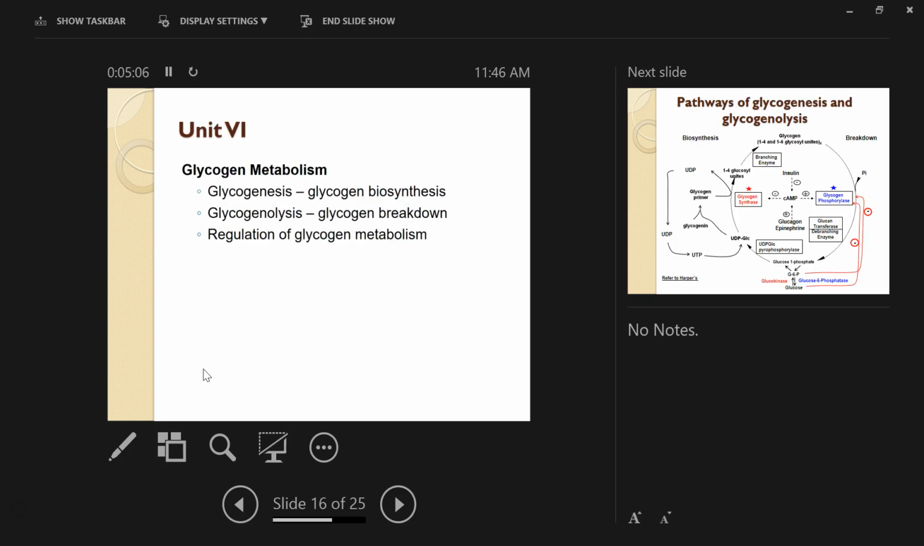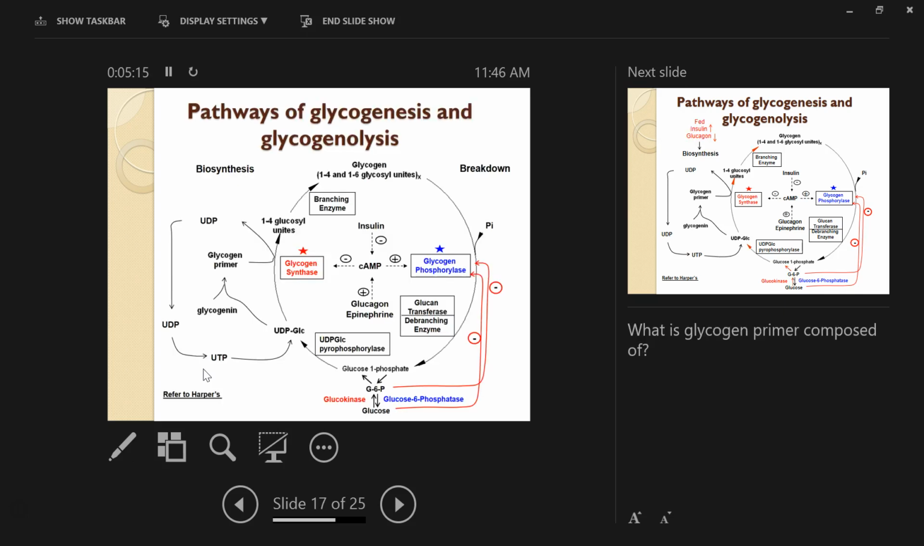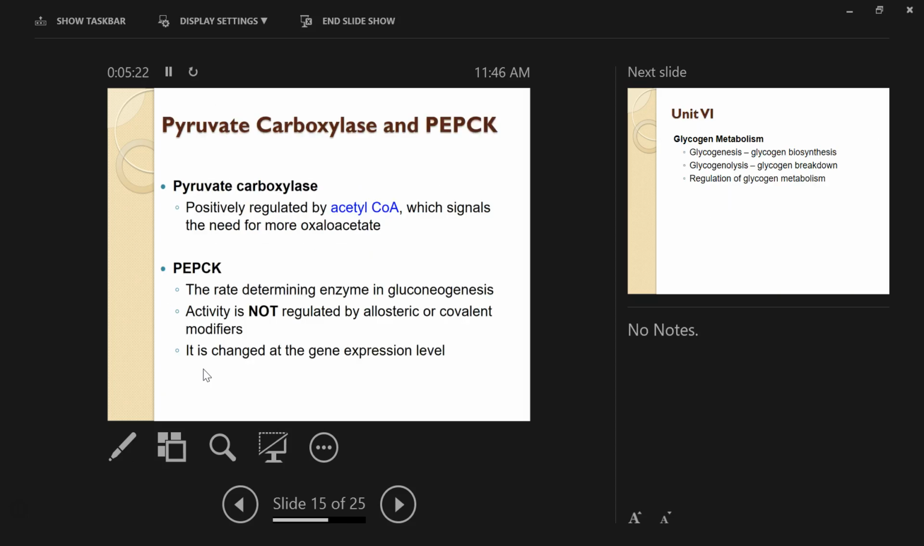Okay, now the last part of glucose metabolism is glycogen metabolism. So glycogen breakdown and synthesis pathways and regulation. Right, by gene expression only, regulating upregulated genes, right? The gene transcription levels, right?